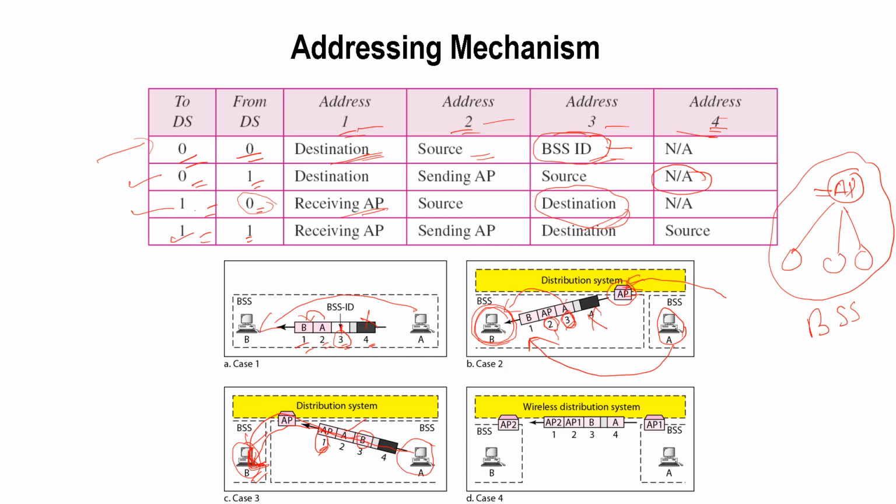Then the last case is 1-1, meaning this particular frame is going from one BSS to another BSS. So the source side has one access point and the destination side has another access point. AP2 and AP1 will be there, the source address is A and the destination address is B. So from A to B it is moving. This is the addressing mechanism used in the MAC frame. This is one important portion, and you can easily memorize this table and explain accordingly.